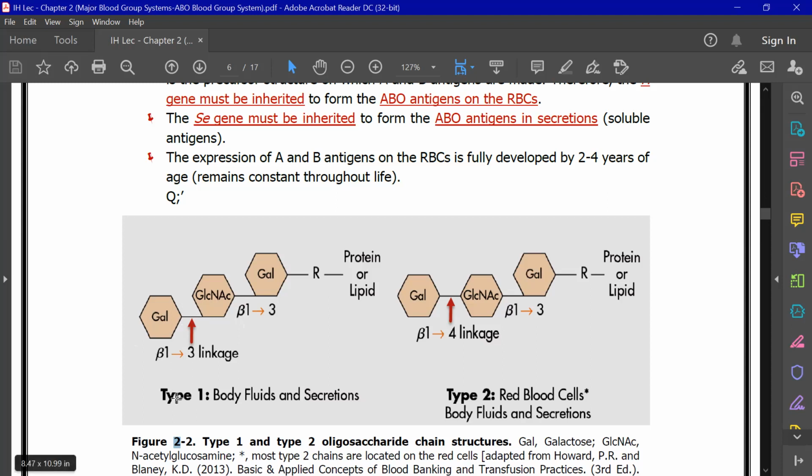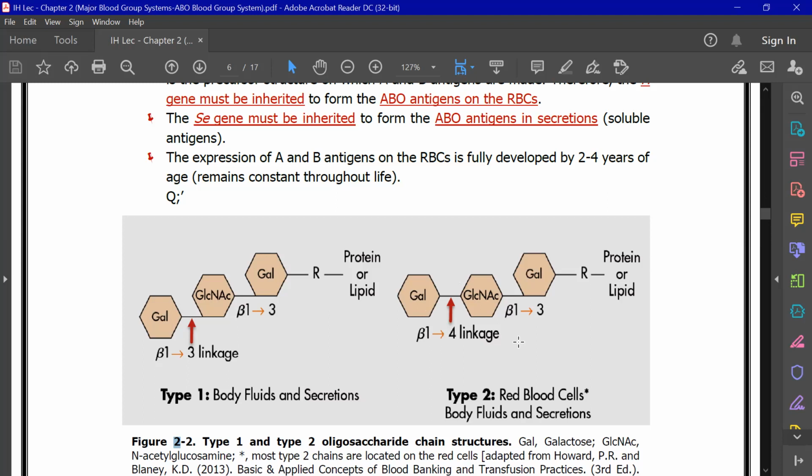For the type 1 precursor substance, ang structure niya would have a beta 1,3 linkage. This beta 1,3 linkage pertains to the linkage between the number 1 carbon of your galactose plus the number 3 carbon of your N-acetylglucosamine or glucosamine. Okay? While in contrast, with your type 2 precursor chain, we have here a beta 1,4 linkage, meaning the number 1 carbon of your galactose is being attached to the number 4 carbon of your N-acetylglucosamine, creating now a beta 1,4 linkage.